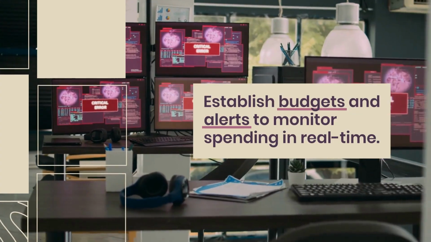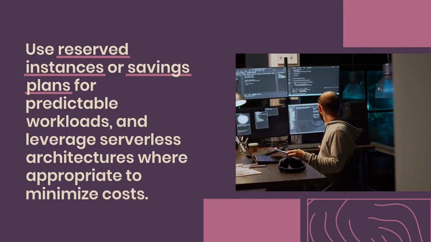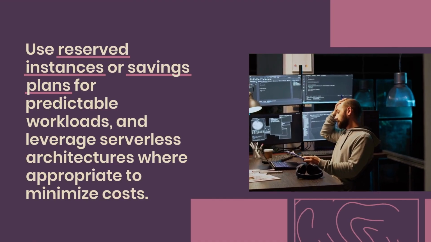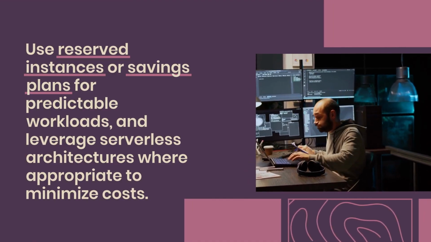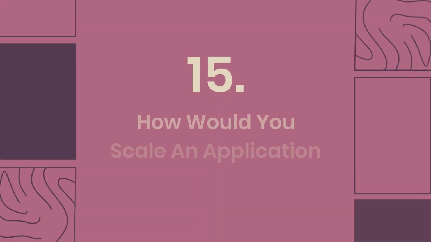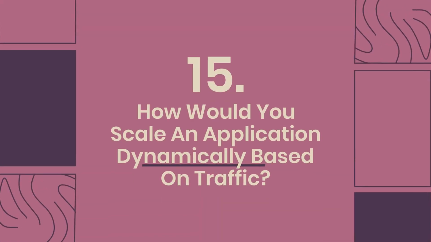Establish budgets and alerts to monitor spending in real time. Use reserved instances or savings plans for predictable workloads, and leverage serverless architectures where appropriate to minimize costs. Regular audits can help optimize resource allocation and reduce waste. 15. How would you scale an application dynamically based on traffic?